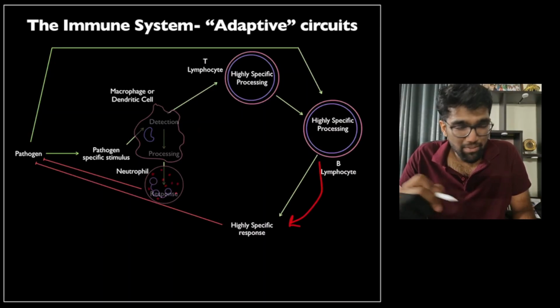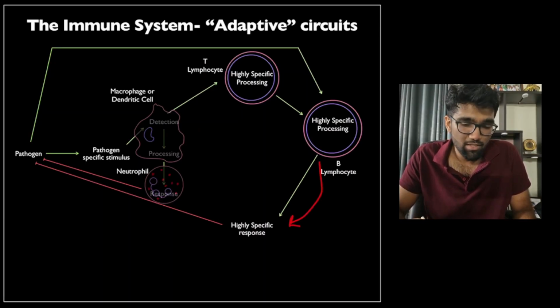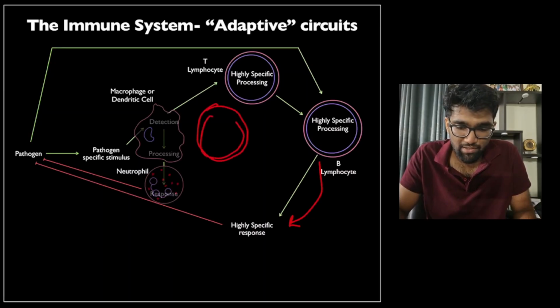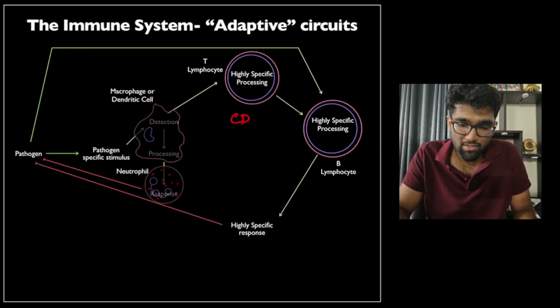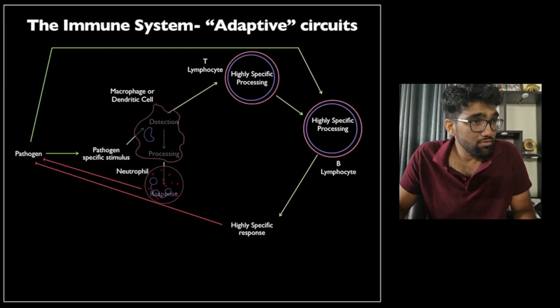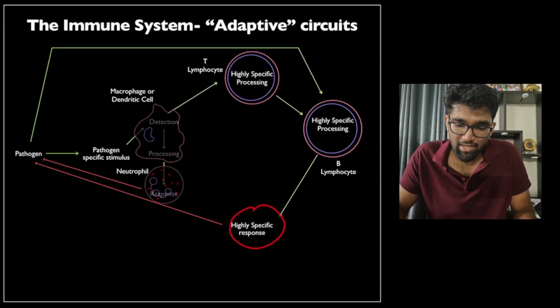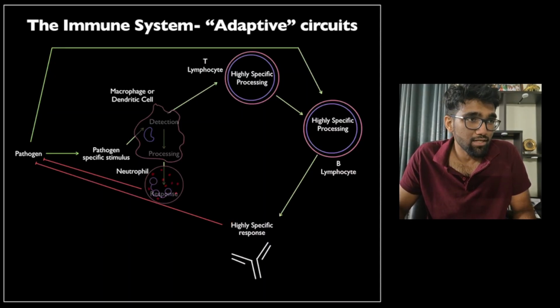Now, some T lymphocytes like CD8 plus T lymphocytes can directly interact with macrophages and then produce a highly specific response. But I'm trying to simplify things here. So this is a CD4 plus T cell. That is a helper T cell in normal parlance, and that is helping your B lymphocyte produce a highly specific immune response, and this highly specific immune response is basically a protein called an antibody. So that is an antibody.